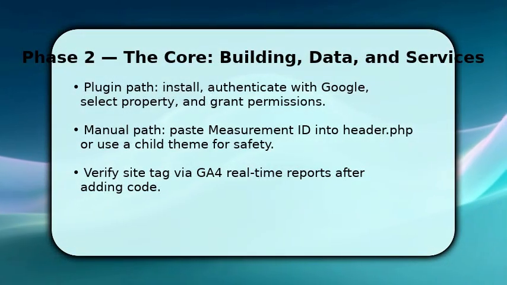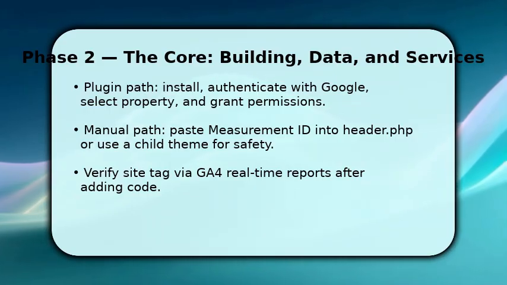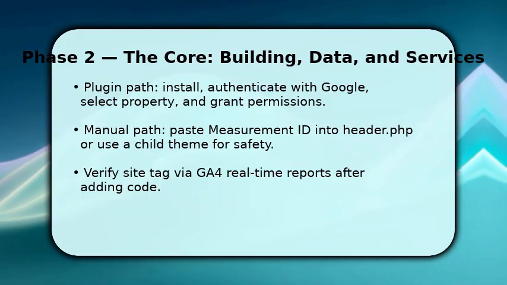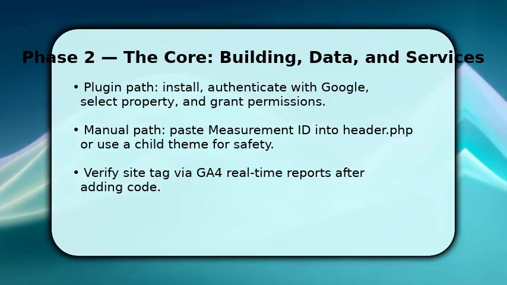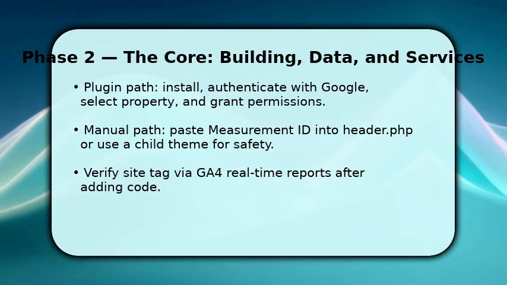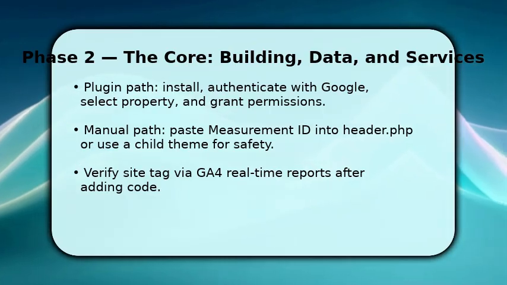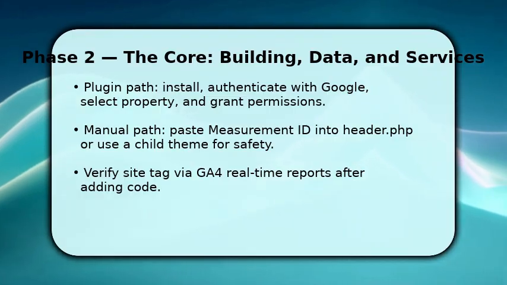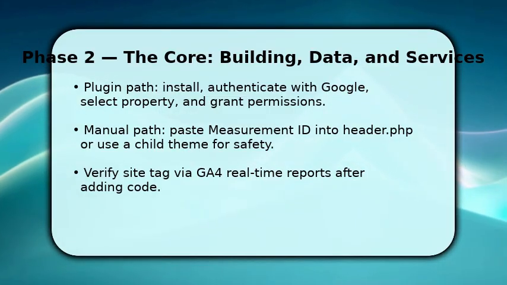Now implement the tag. If you choose a plugin, install it, authenticate with Google, and select the GA4 property. Grant permissions when prompted. Once connected, the plugin injects the measurement ID automatically. If you prefer manual, open a child theme, paste the recommended GA4 script or gtag with your measurement ID into header.php before /head and save.